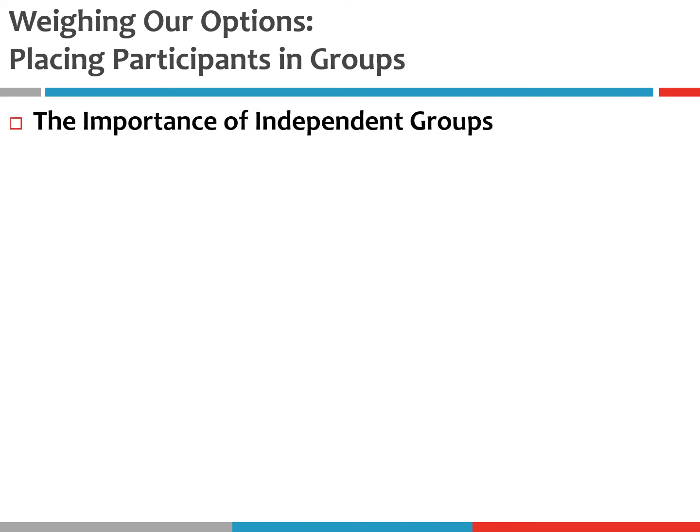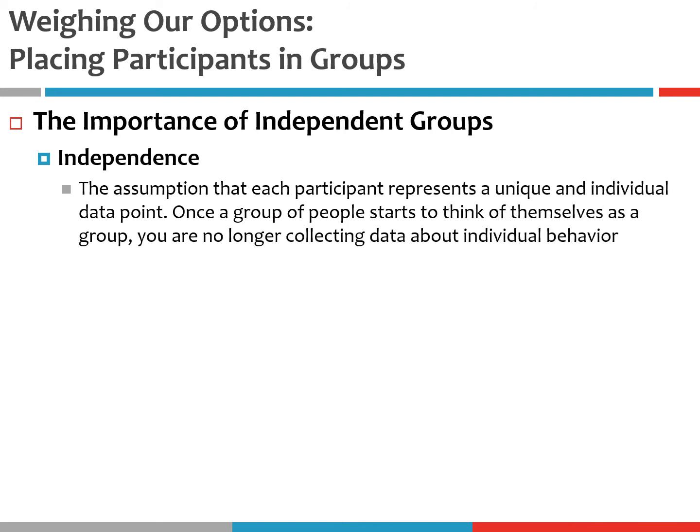So now we have to put people into groups. If I have a two-group study, I need to assign people to one of those two groups. And it's very important that those participants are individual. That means they don't talk to other participants. They don't act collectively in any way. We want to make sure each participant is on their own to react to the study.